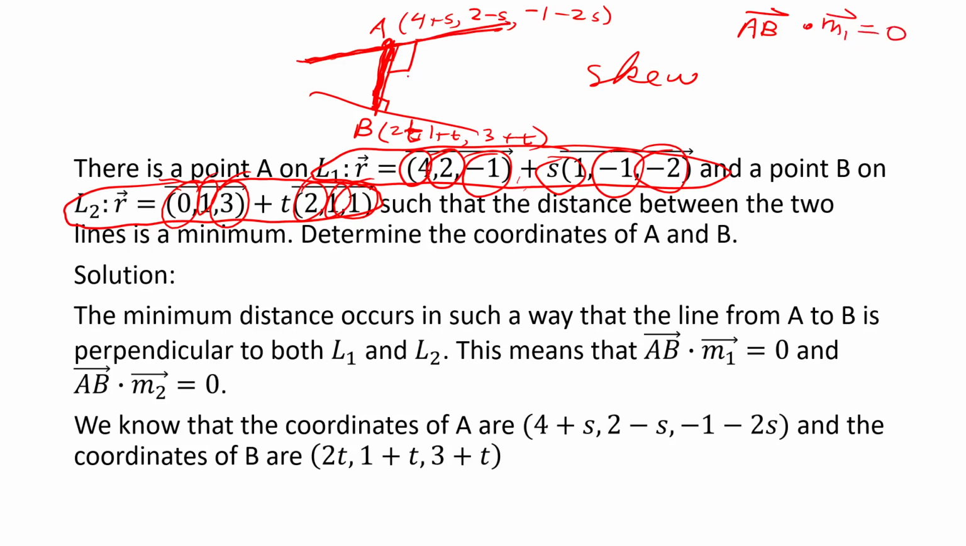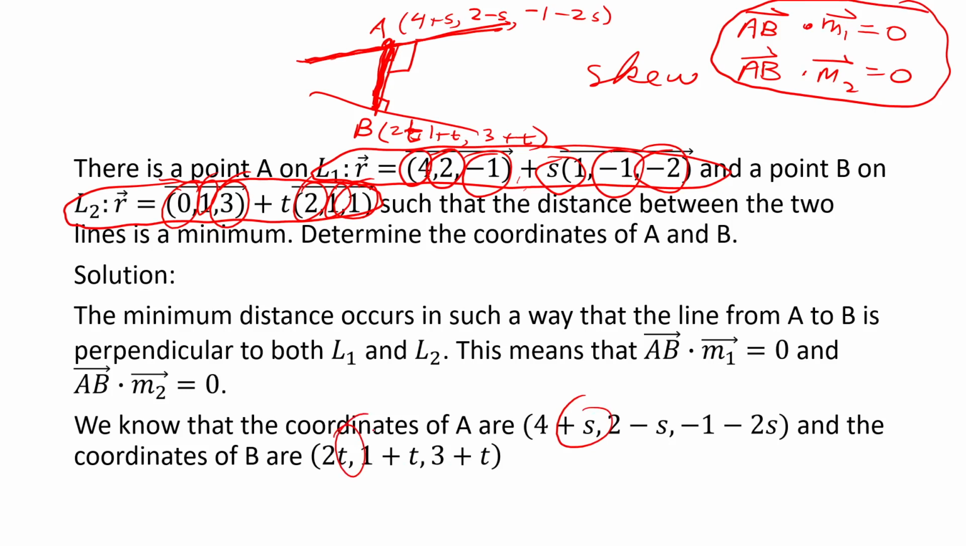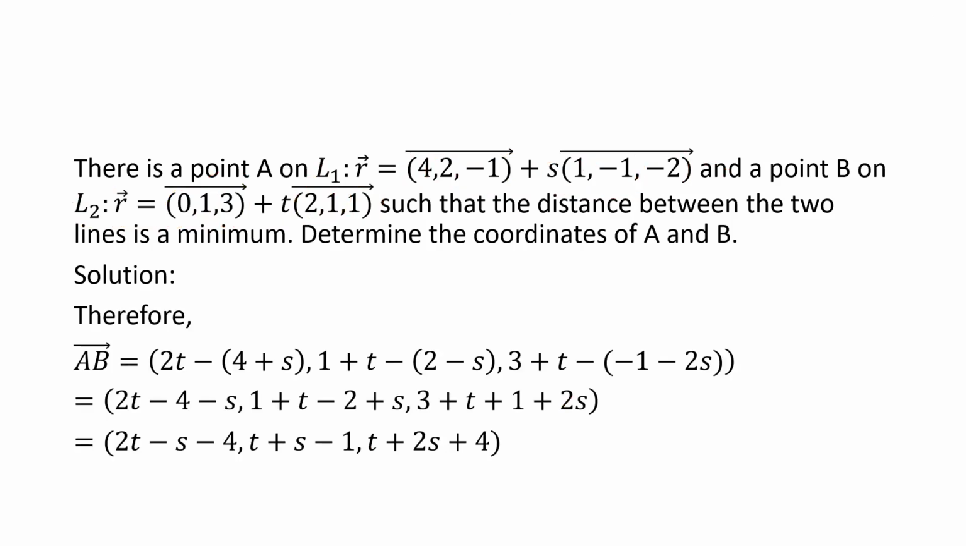So the dot product there will be 0, and this vector AB will be perpendicular to the second line, in other words, perpendicular to the second direction vector, which is M2, so that dot product will equal 0. What we're about to do is pretty ingenious. We're about to come up with two equations involving both S and T. We'll have two equations with two unknowns. We'll be able to solve for S and T, and we'll get the coordinates of the points. It's pretty cool. So here we go.